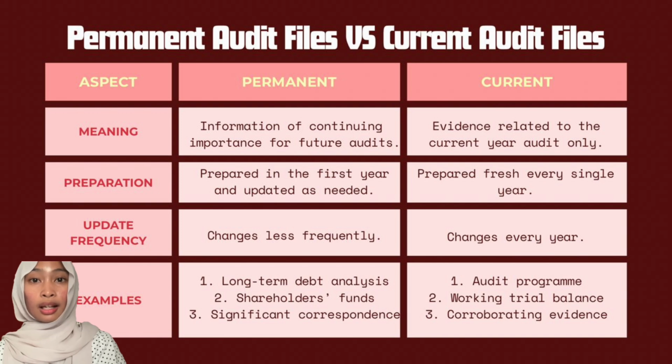Lastly, examples. For permanent files, they are long-term debt, shareholder funds, and correspondence. And for current files, they are the audit program, working trial balance, and audit evidence. In conclusion, permanent files are long-term, while current files are prepared yearly. Both are important to support the audit evidence. Thank you. That's all from me.